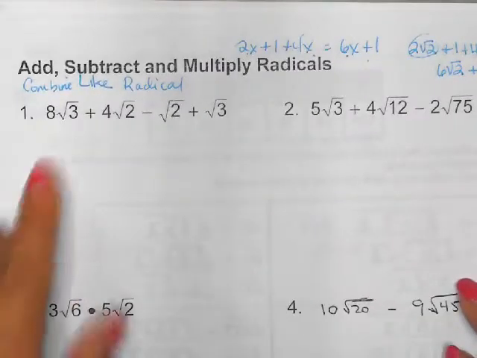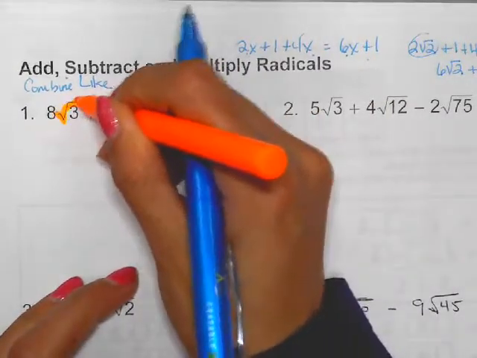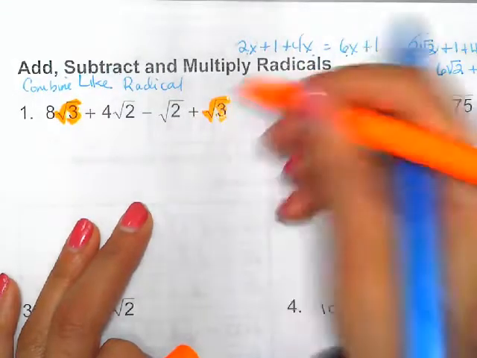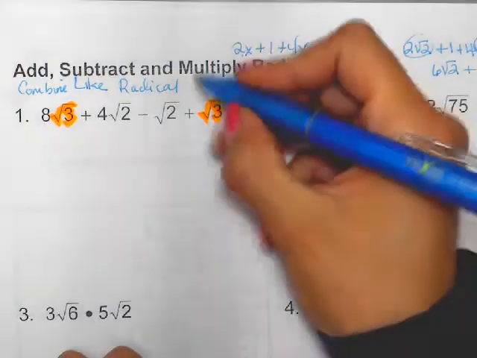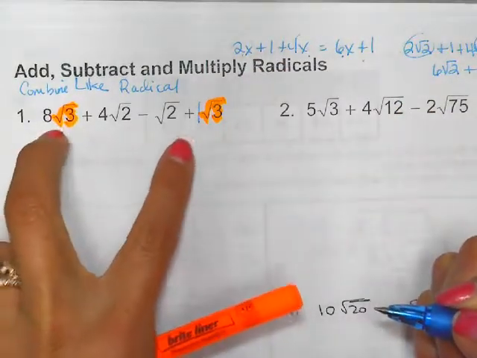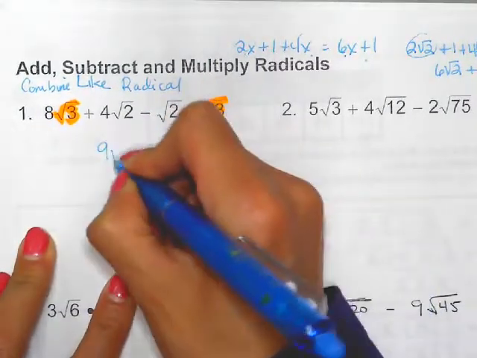So let's simplify number 1. We have 8 square roots of 3, and there's another square root of 3 over here. They have the same radical. If there's nothing in front of the square root of 3, there's a 1. So then I can combine these. It's a positive 1, so it's 8 plus 1 is 9 square roots of 3.